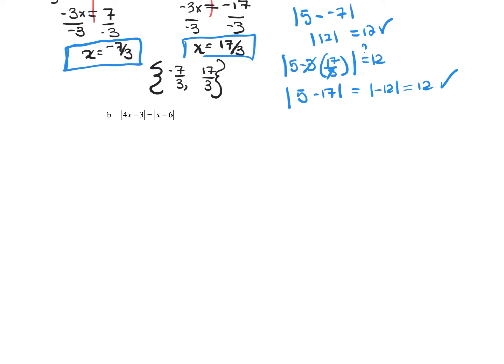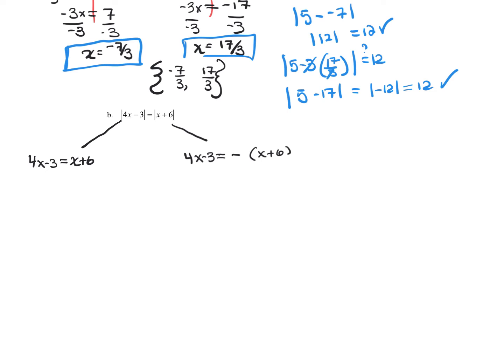Okay, in the next one, two different scenarios. In this one, 4x minus 3 could equal x plus 6. If those two things are equal, then this will work out. The other thing that could happen is that 4x minus 3 could equal the negative version of x plus 6, because if you take the absolute value of a negative, it still becomes a positive.